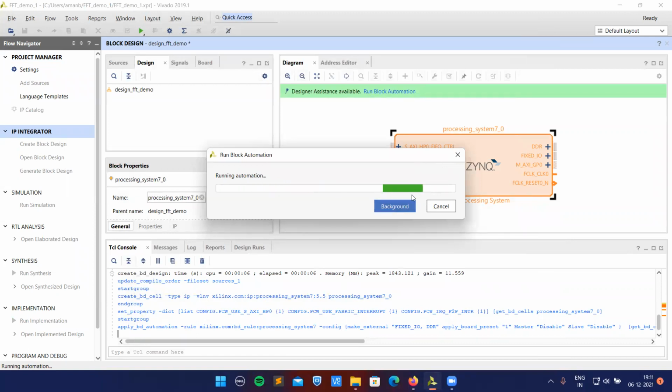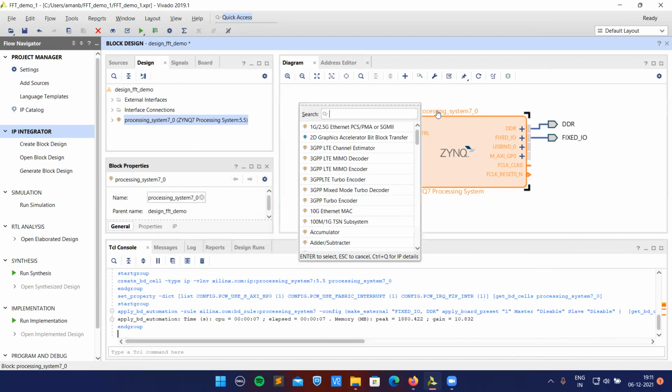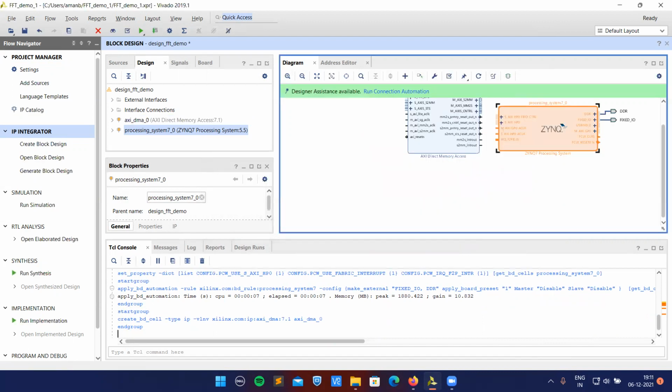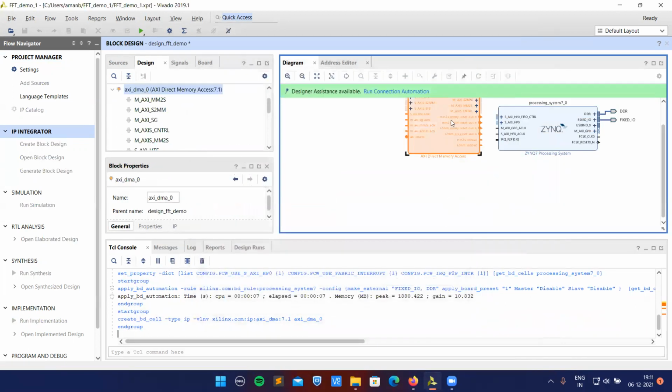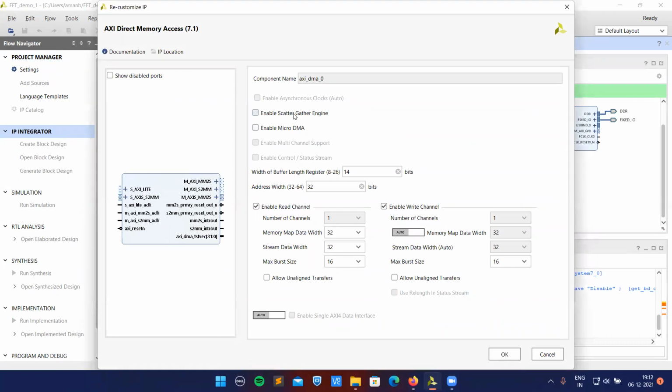Once that is done, we are going to add the next IP, which is the DMA, the AXI direct memory access. Let's configure this. We are not going to use the scatter gather engine because the data which we are going to use is contiguous, so we don't need this. We have to uncheck enable scatter gather engine.